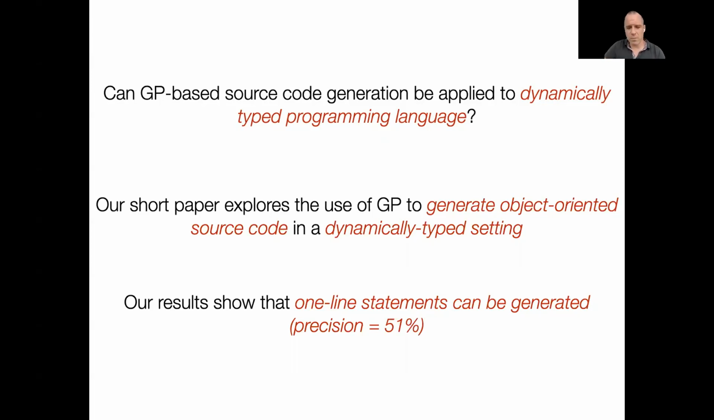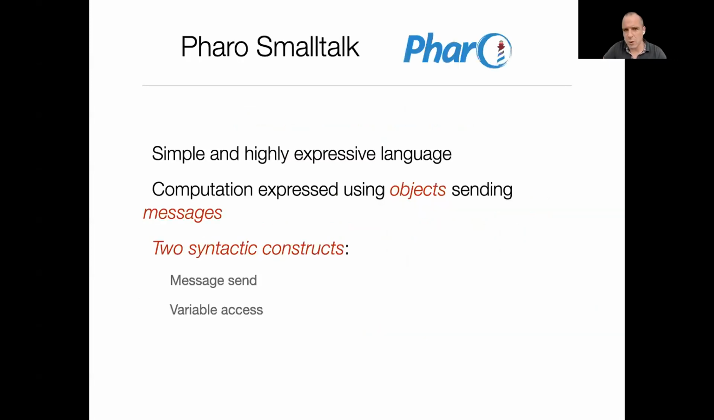Okay, so for our experiment, we use the Pharo programming language, Pharo Smalltalk. Pharo is a very simple and highly expressive language. All the computation is expressed using objects, and objects send messages. This significantly reduces the search space. I mean, the number of different kinds of nodes that must be involved in the AST is extremely reduced to essentially two syntactic constructs: message sends and variable accesses.